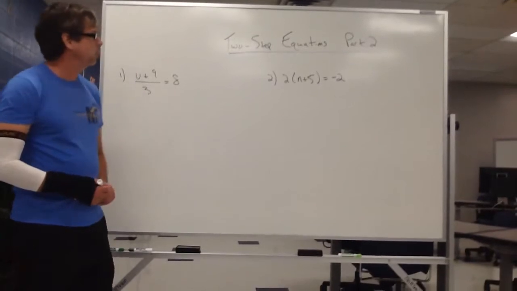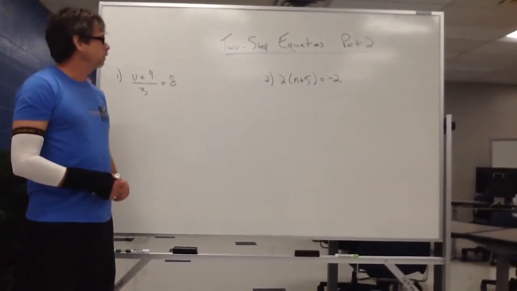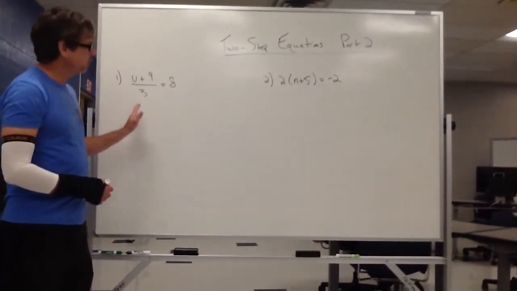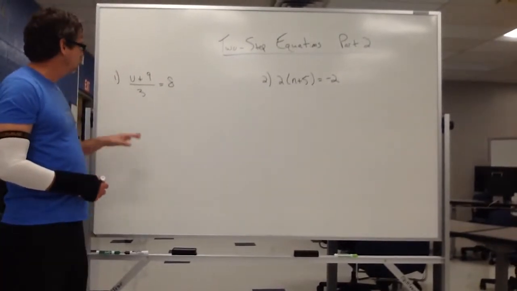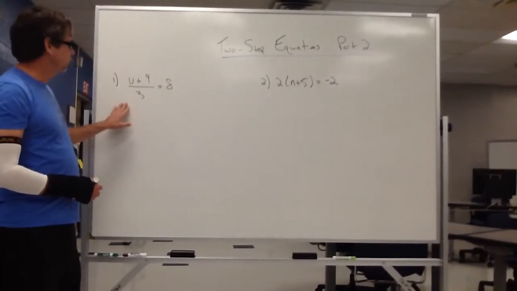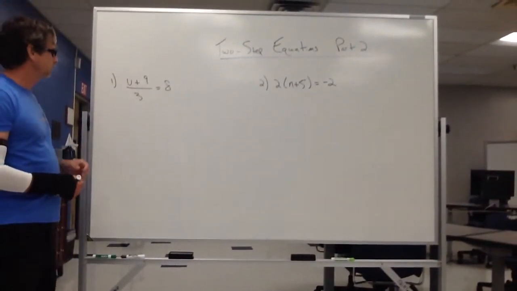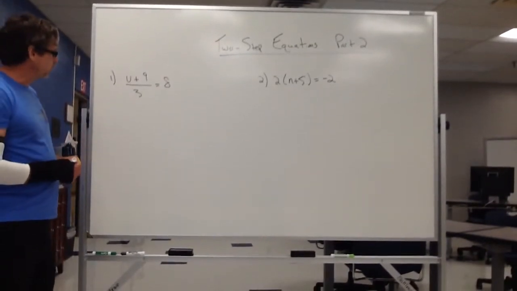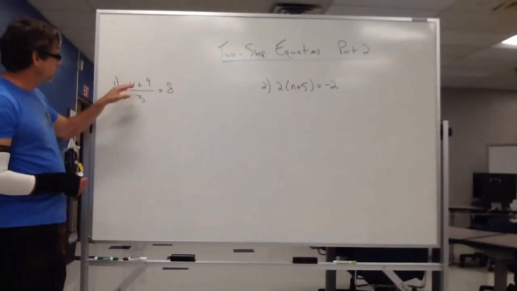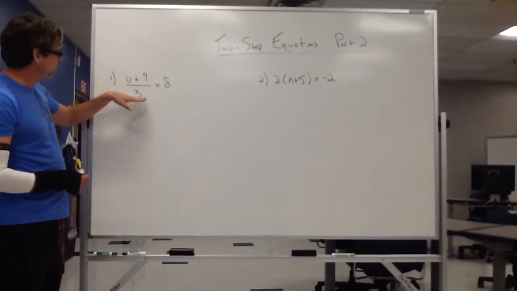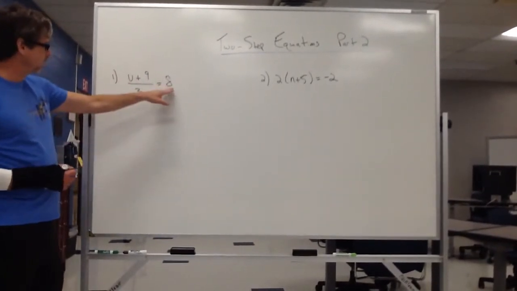We're going to do two-step equations involving a little bit different variation. I want to do this first example two different ways. The first way we can look at this problem is, again, we're trying to figure out what can you divide by 3 and get 20 or get an 8.